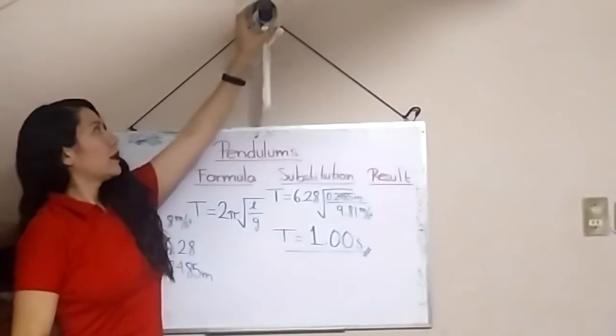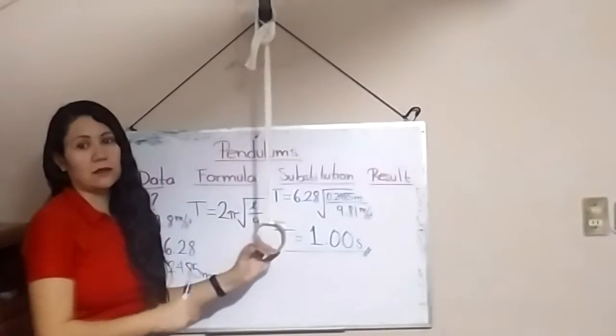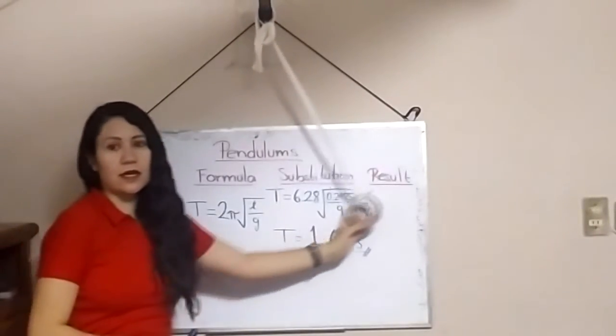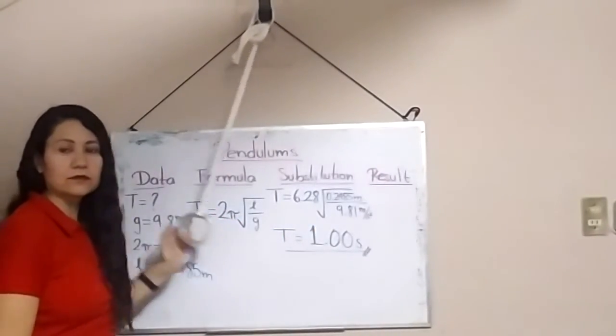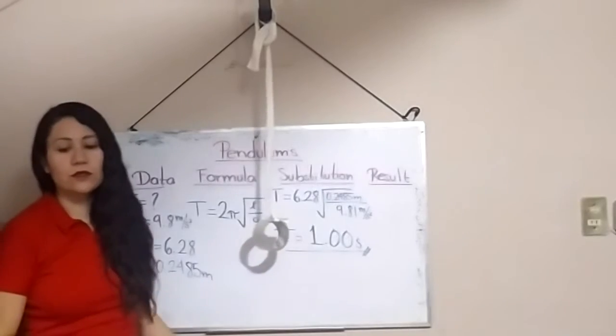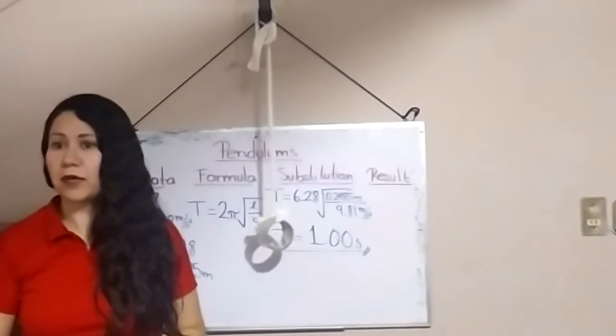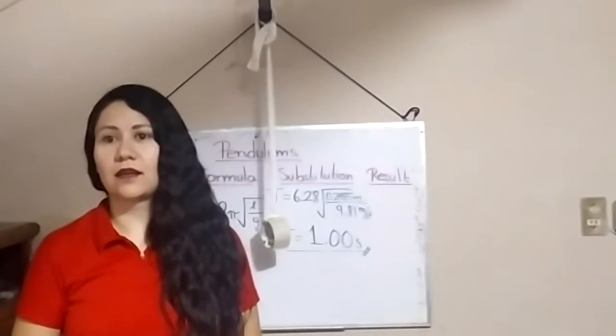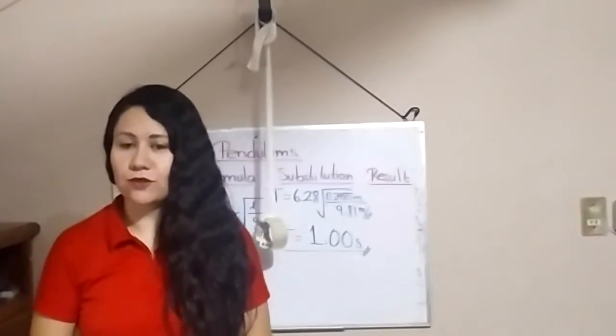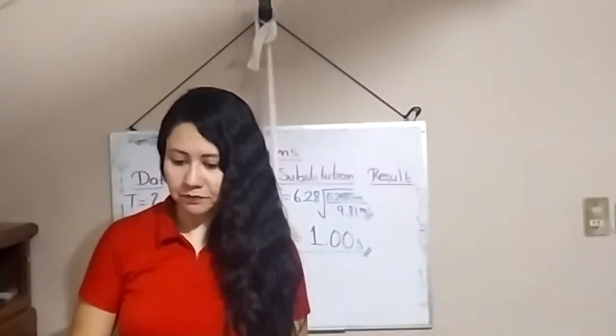So, if our pendulum takes 1 second per cycle, what use could we give to that pendulum? It could be used for a clock.